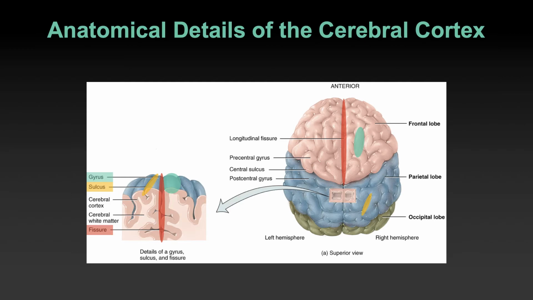There's one obvious fissure down the middle of the brain, the longitudinal fissure that separates one hemisphere from the other. And if you hold a whole brain in your hand, you can open up the two hemispheres. You can look down the longitudinal fissure. The only thing holding those two hemispheres together is the corpus callosum that you can look at if you pry those two hemispheres apart.